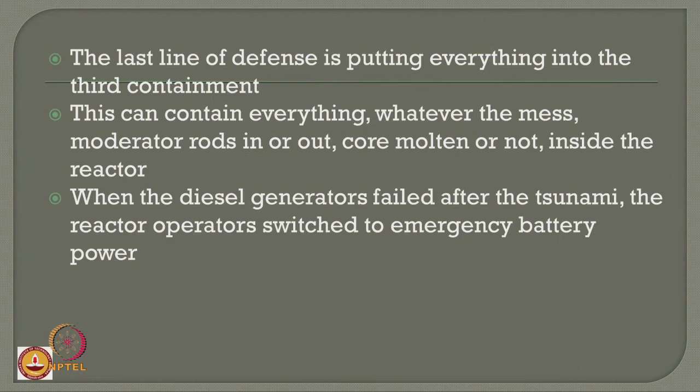When the diesel generator failed after the tsunami, the reactor operators switched to emergency battery power. This is where I say safety by process. Now, the reactor operators, who were the personnel working in the reactor, should have had emergency response planning guidelines and training given to them, so that even at that moment of failure they were able to switch on the emergency battery power. That was the last line of defense they had.